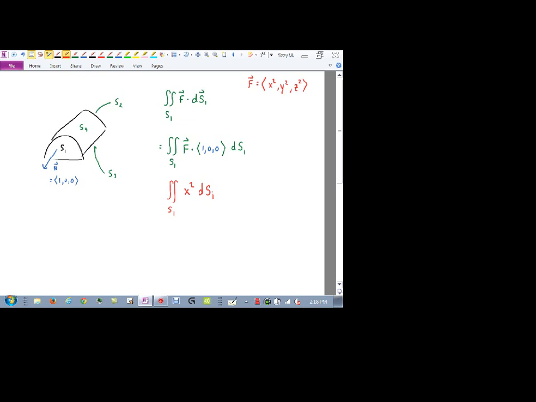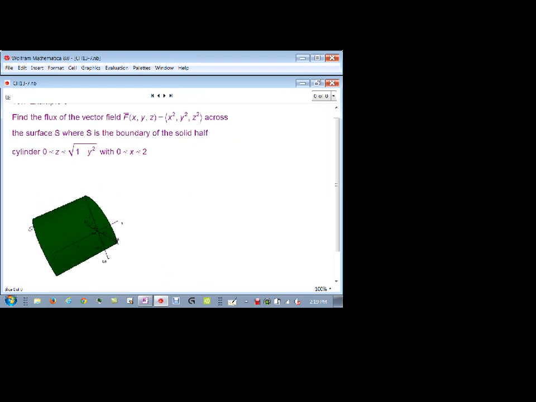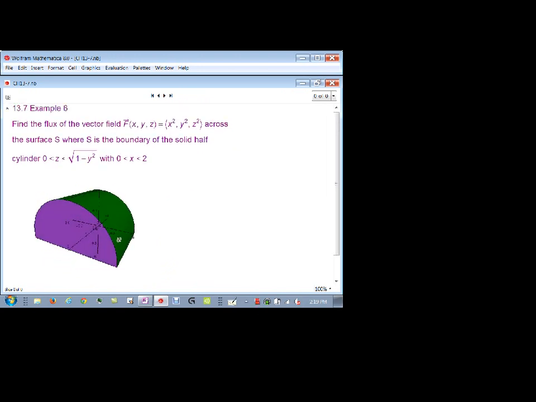Can anybody tell me what we're going to do now? Does anyone notice something? When you're on S1, there's something very special that's happening. It's a half circle, but there's something else. Look at our integral. Our integrand is x squared, right? x is constant there, isn't it? What is x when we're on S1? It's 2. Remember, x was between 0 and 2, so x came out to 2. So if we're on S1, x is always 2.